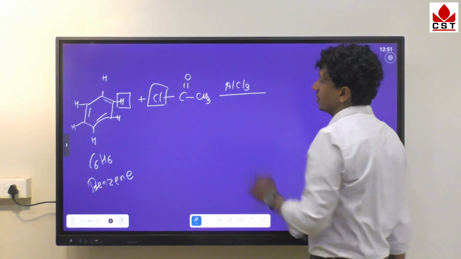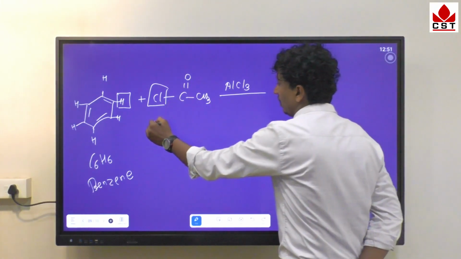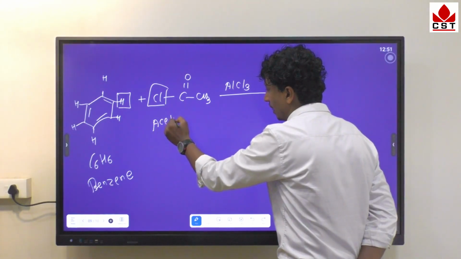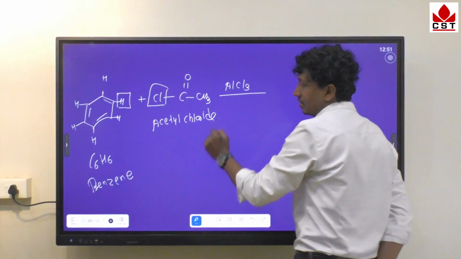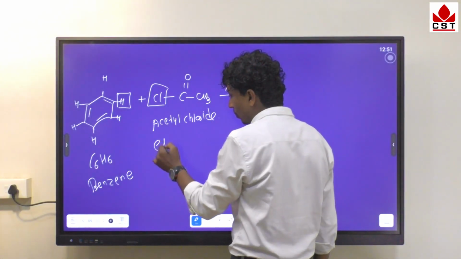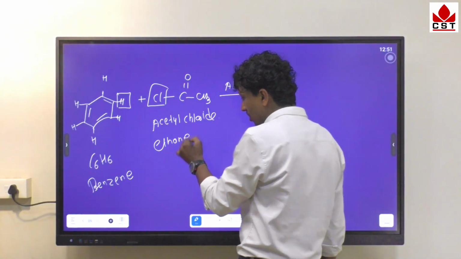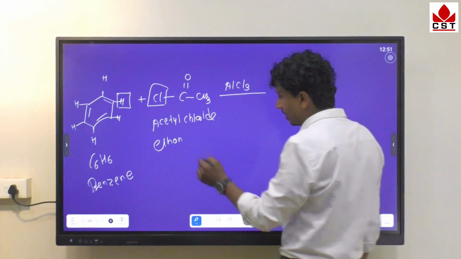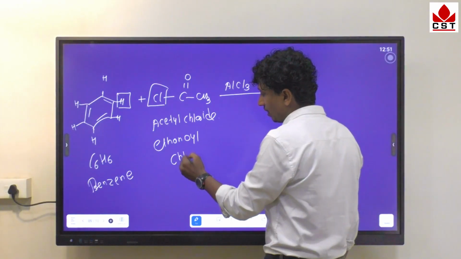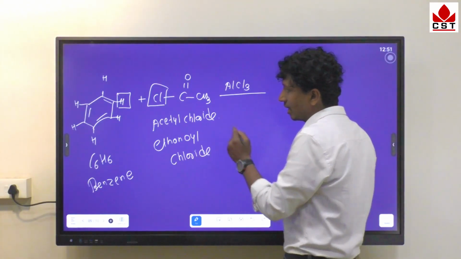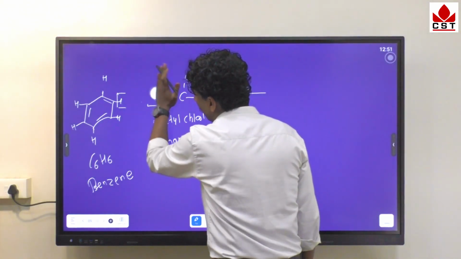Okay, now AlCl3. The CH3CO compound, in common name, is called acetyl chloride. In IUPAC, the 2 carbon chain is ethane, and replacing the E of ethane by OYL gives ethanoyl chloride. So in the reaction, what happened?